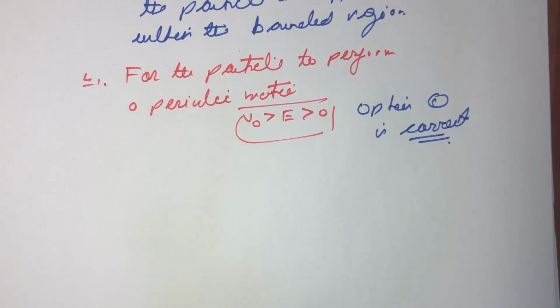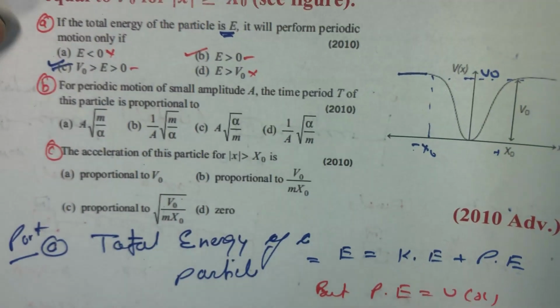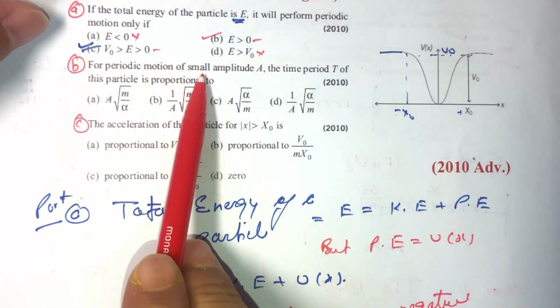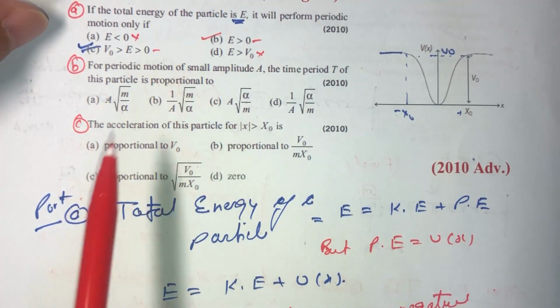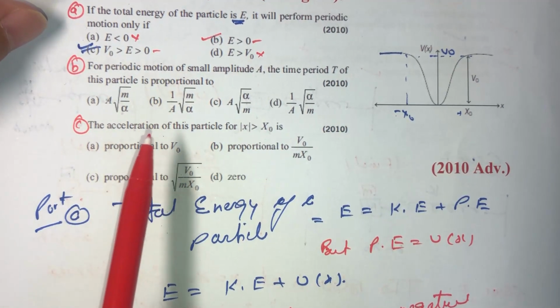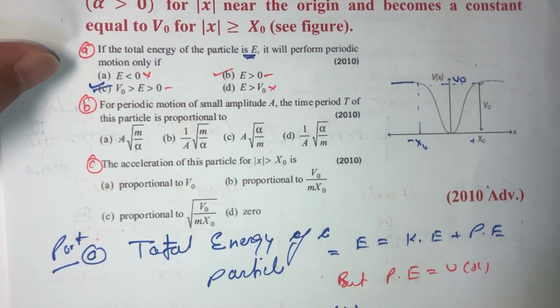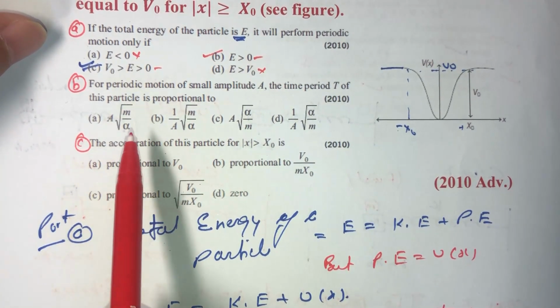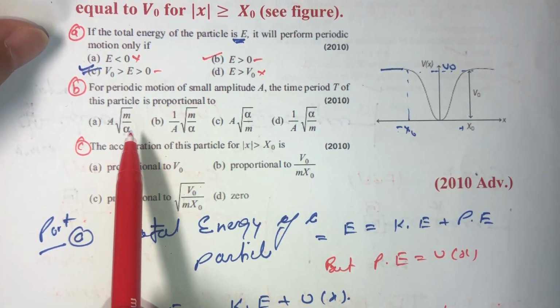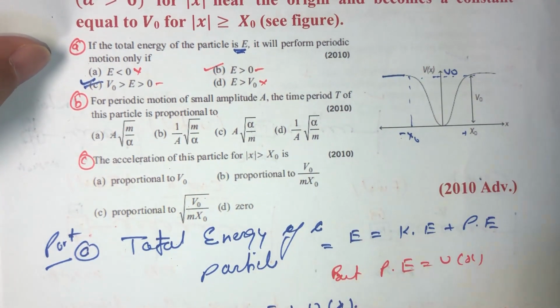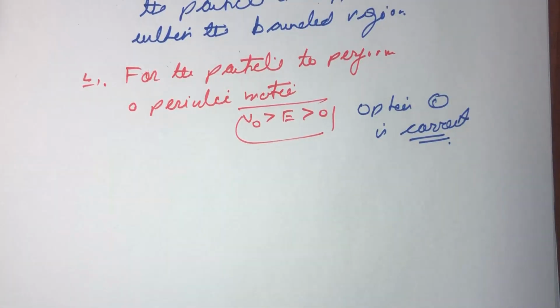Now let us discuss the time period, which says that for a periodic motion of small amplitude A, the time period T of this particle is proportional to. So we have to find out the relationship between T and A, which is the amplitude, M is the mass, and alpha is, I think, some kind of constant. So we have to find out the relationship.